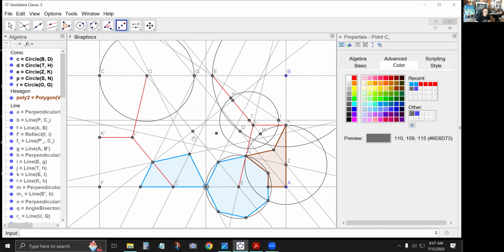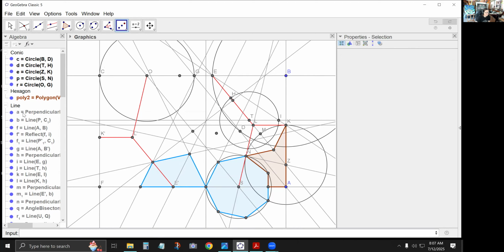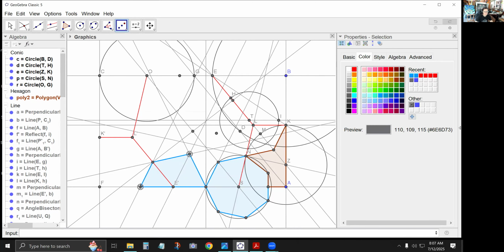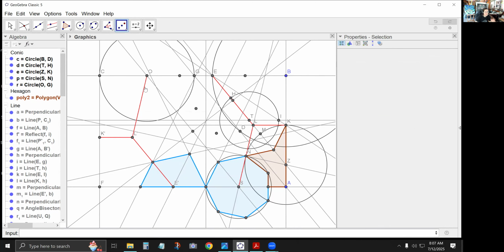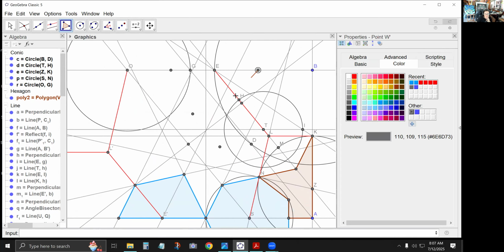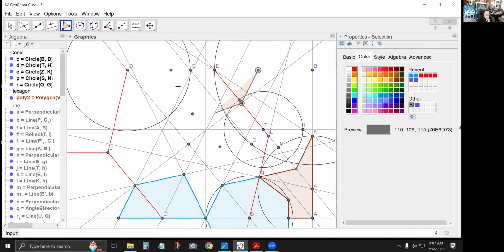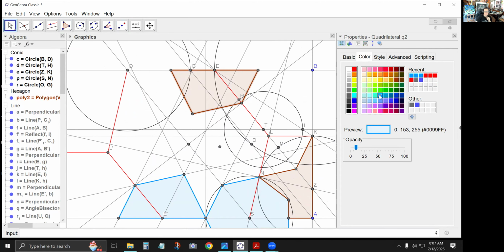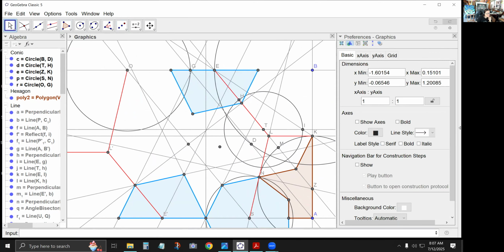I want to reflect this point over the center. And then I want to reflect, let's see which 2 points, these 2 points about the center. And let's see if I can get this polygon in. There we go. So make that one blue.